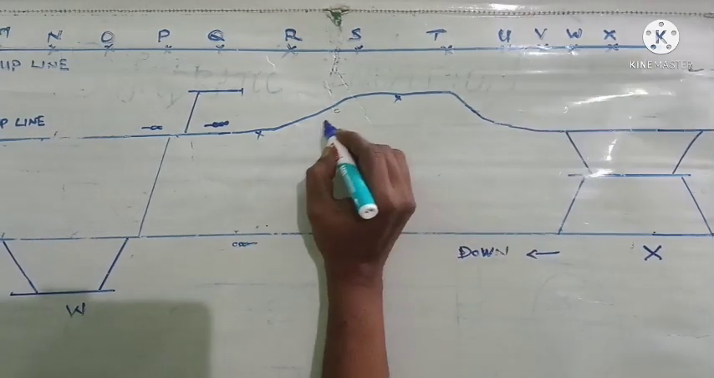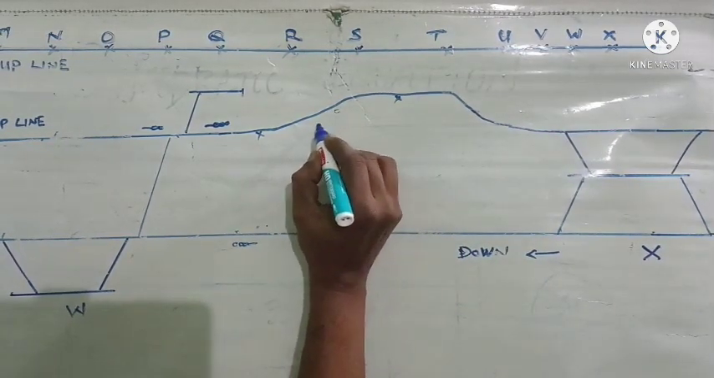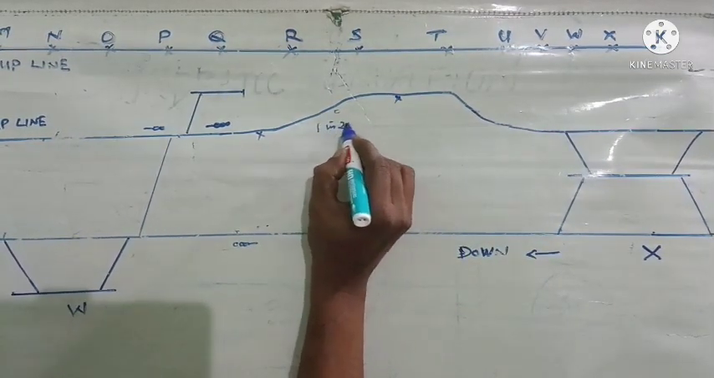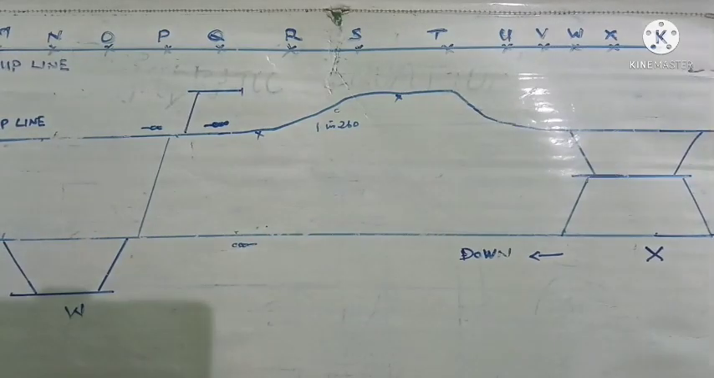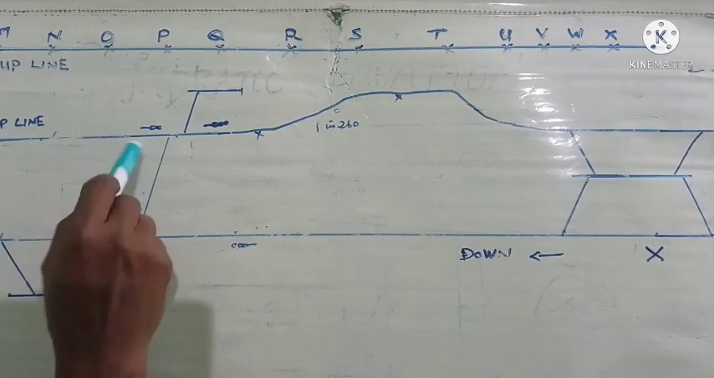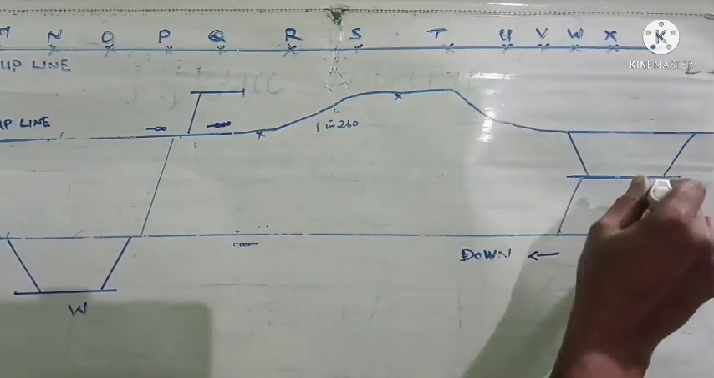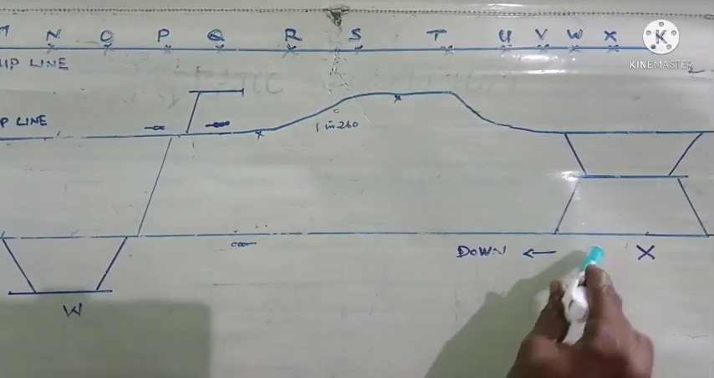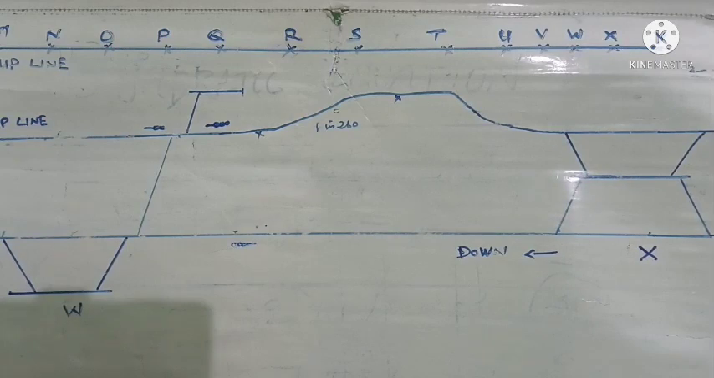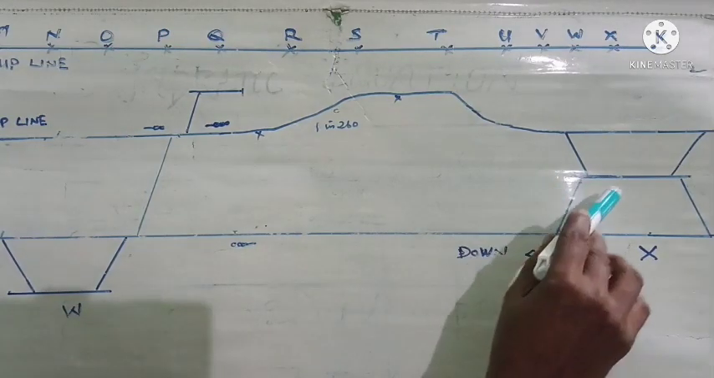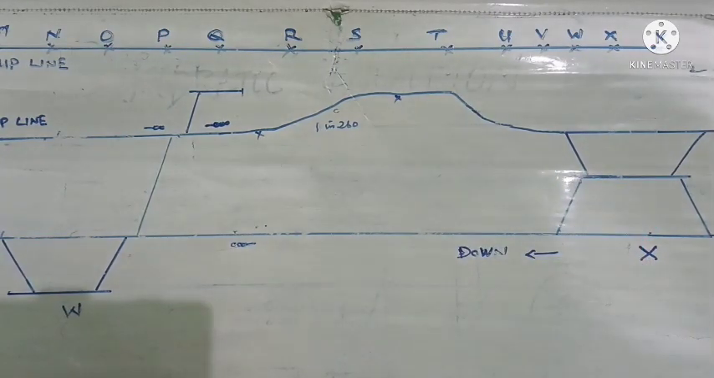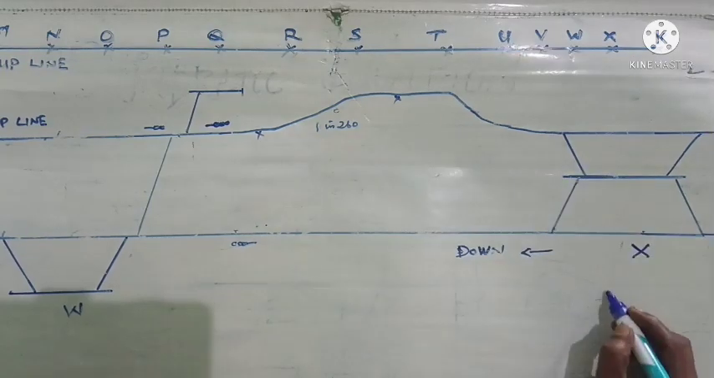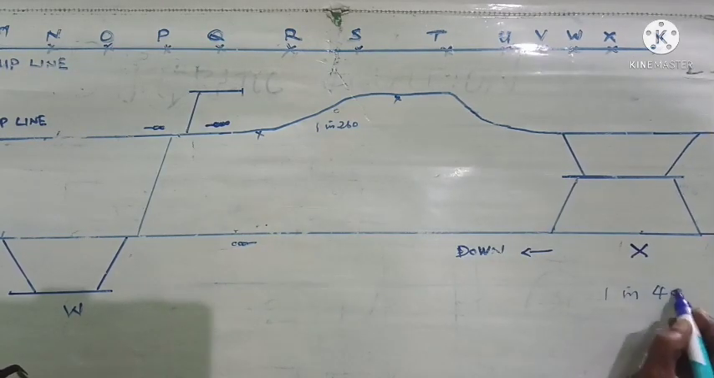Now we have just seen that this applied gradient is 1 in 260. Now our train has left station W and it is proceeding to station X. Stations will also have a gradient. Normally stations will have a maximum gradient of 1 in 400.